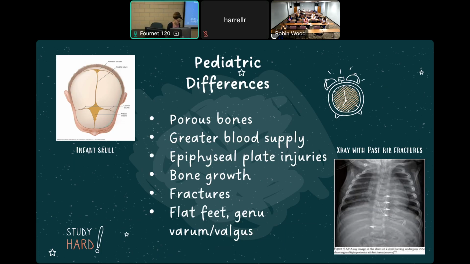Growth plate injuries are a thing, because the growth plates are still open in kids, right? We don't super worry about this in adults because they're already closed, but in kids they're open. And so if we damage those growth plates, it can cause permanent growth abnormality for those bones.